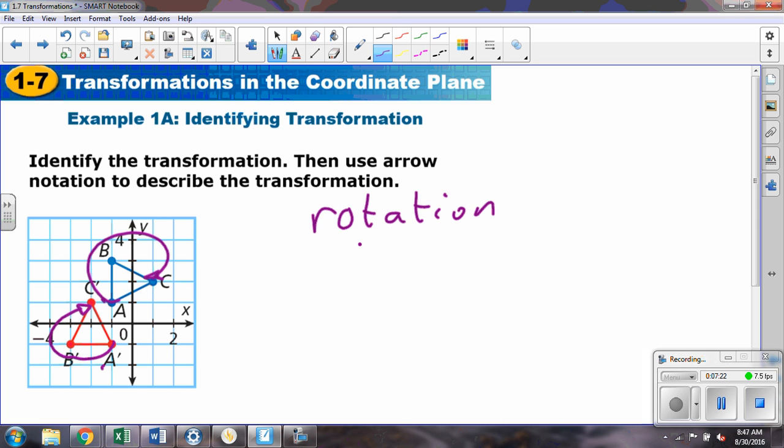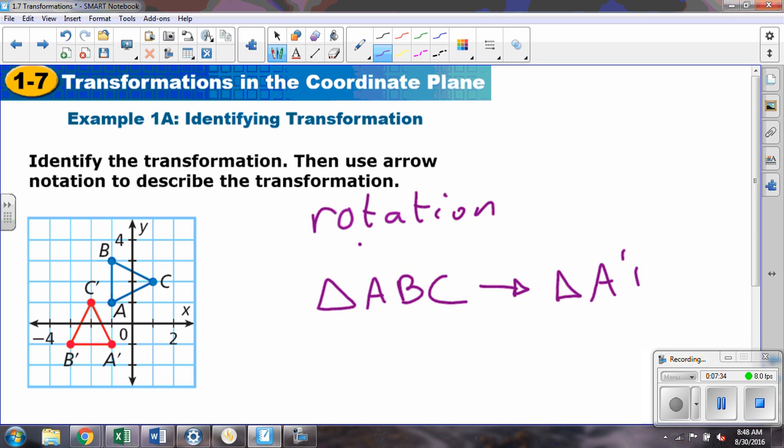And now we need to describe it with arrow notation. Triangle ABC got rotated to triangle A prime, B prime, C prime. And we're done.